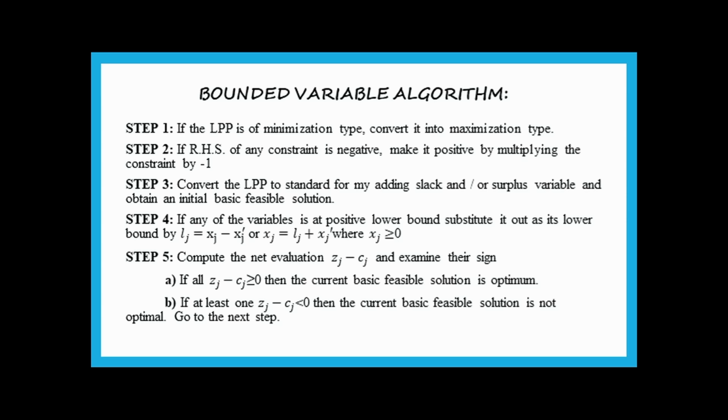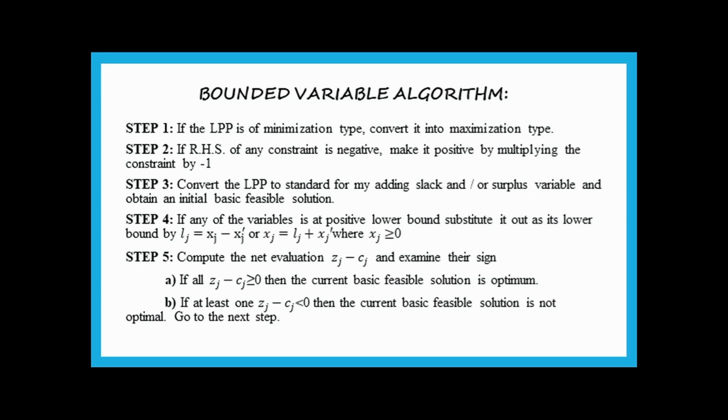Step 4. If any of the variables is at a positive lower bound, which means the non-negative restriction has a lower bound, then substitute it out by its lower bound Lj, with xj equal to xj dash plus Lj, where xj dash is greater than or equal to 0.